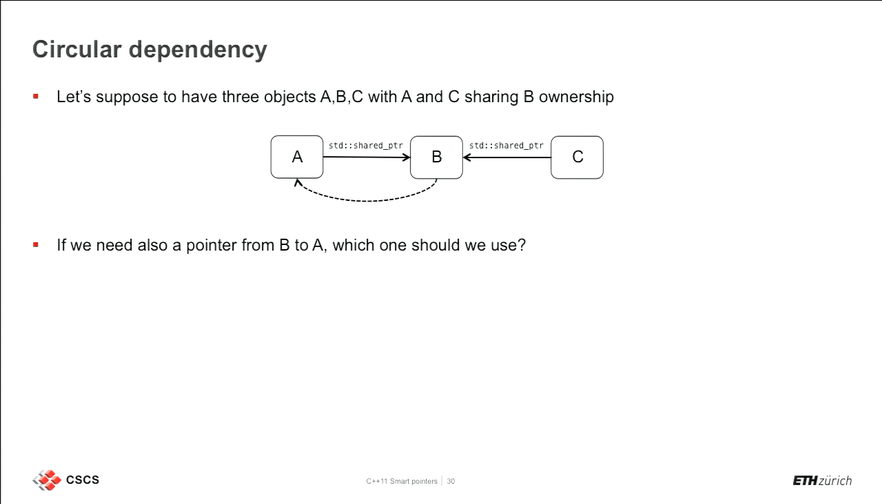The object A and the object C have a data member which is a shared pointer to the object of type B. This is our starting point. Let's suppose that now for some reason you also need a pointer from B to A, because maybe you want to be able to access this object using the object B. My question here is, which kind of pointer should I use for this link basically? I could use a shared pointer, a raw pointer, or maybe a weak pointer.